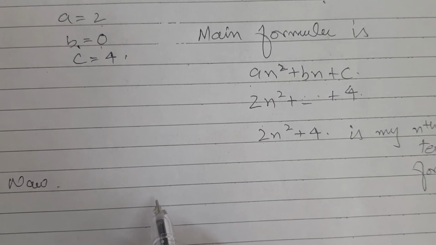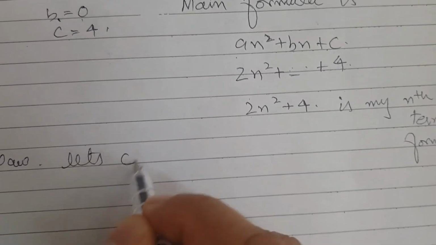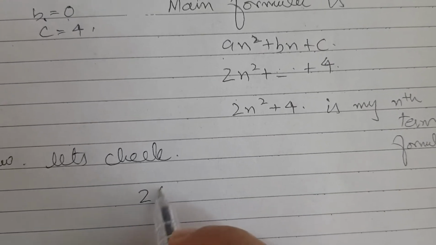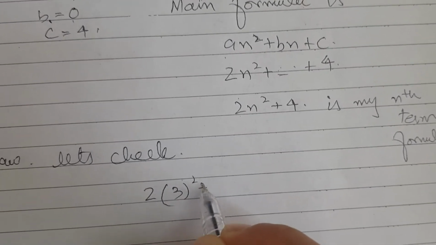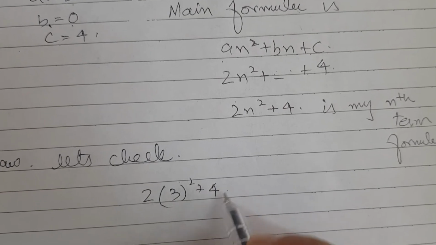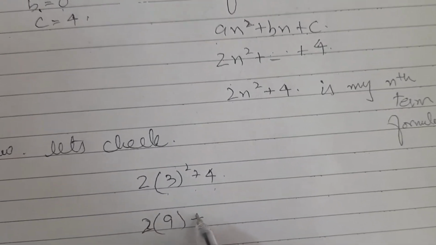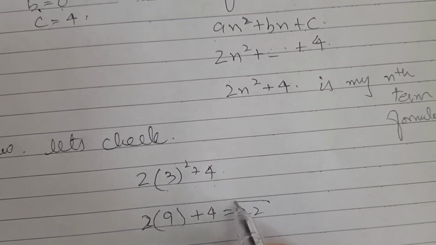So here, now we will verify our formula. We will see if our formula is correct. We know the nth term formula is 2n square plus 4. Let me put n as 3, meaning the third term. I'm verifying my value of the third term. So 3 square is 9, 9 times 2 makes 18, and 18 plus 4 makes 22.